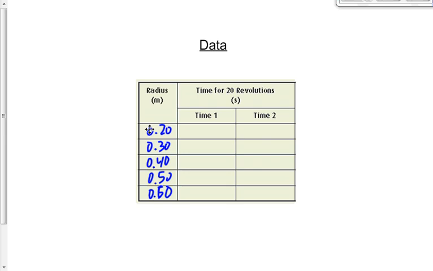Write down that time. And then do it again. Hopefully you get the same time. If you don't, well, that's the purpose of doing 2 trials, so that ultimately we can average them together and get hopefully a little bit better of a result. That's your data. That's it.